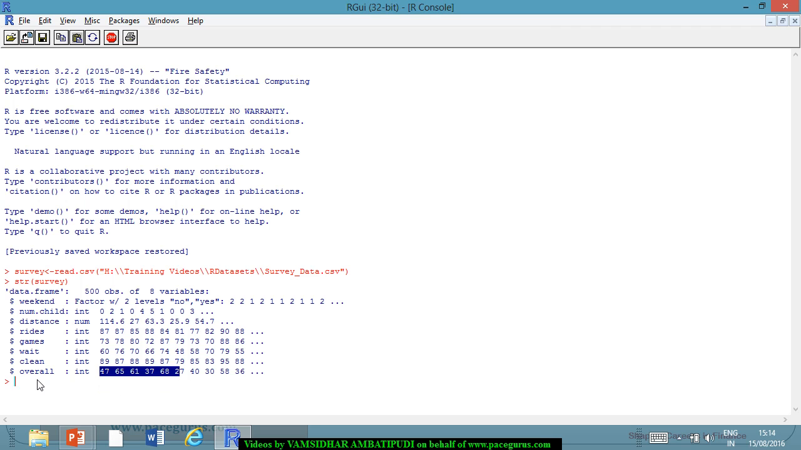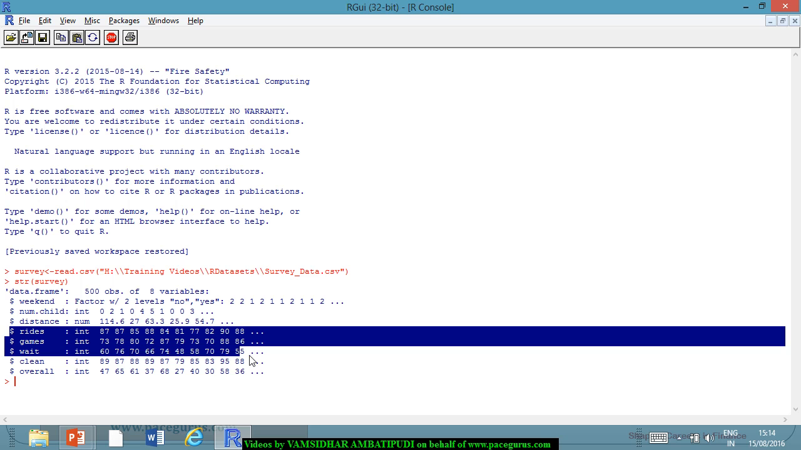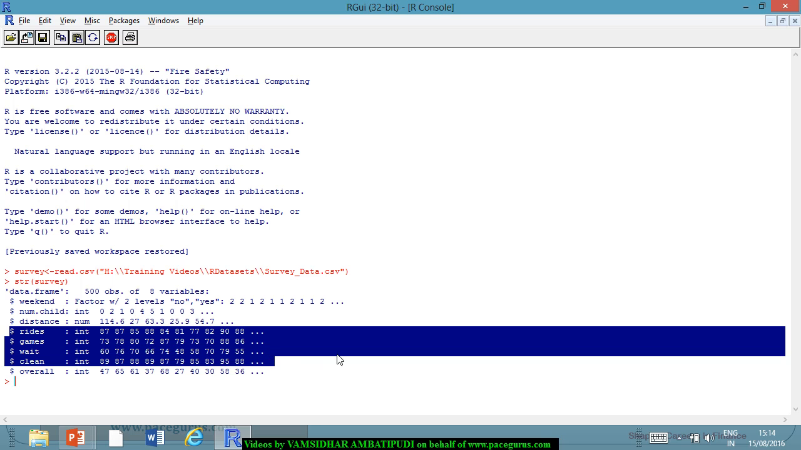So to start with, I would like to create a model between overall satisfaction and these 4 different kinds of satisfaction. I would like to understand to what extent the satisfaction regarding these 4 aspects is getting reflected as part of the overall satisfaction of the customers, of the visitors.